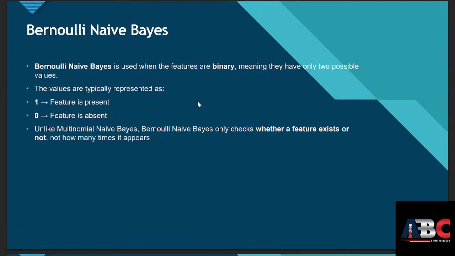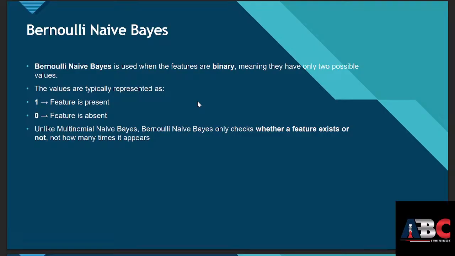The Bernoulli Naive Bayes is used when features are binary, meaning they have only two possible values. The values typically represent 1 and 0. 1 means the feature is present and 0 means the feature is absent. Unlike the multinomial Naive Bayes, the Bernoulli Naive Bayes only checks whether a feature exists or not, not how many times it appears.